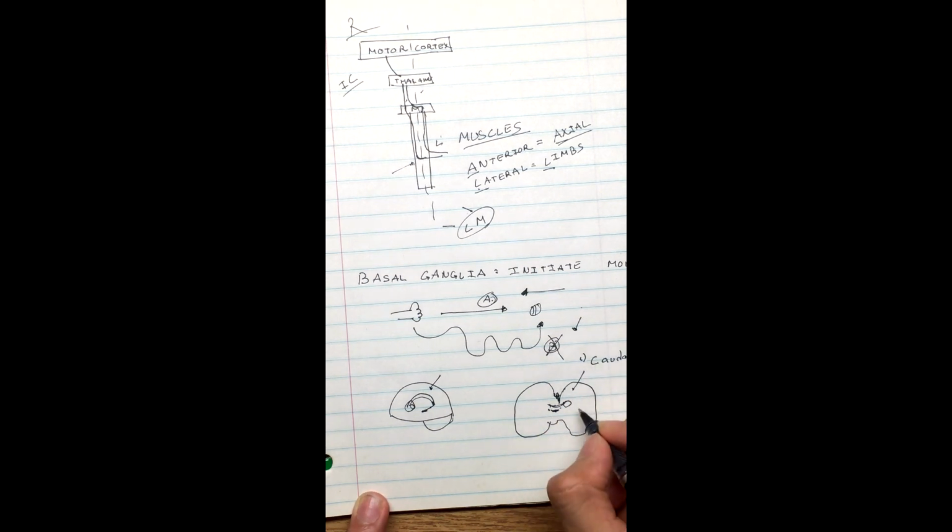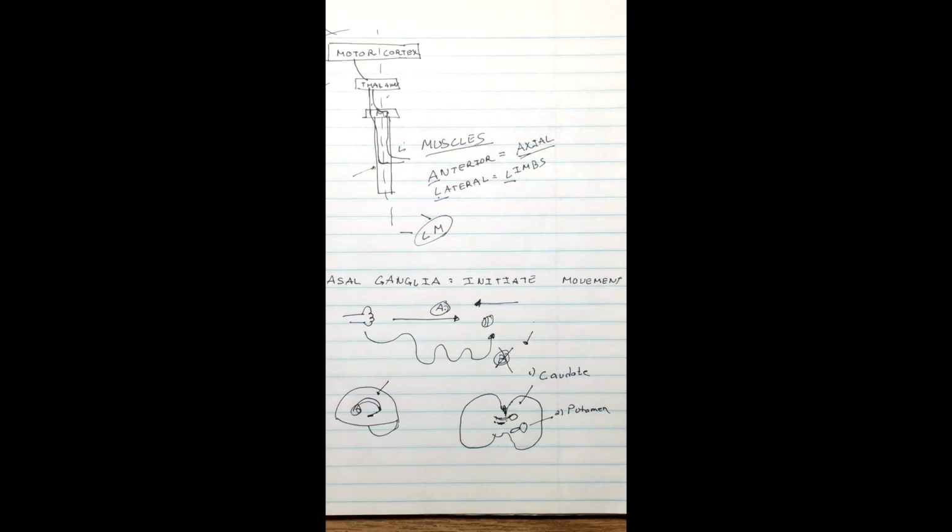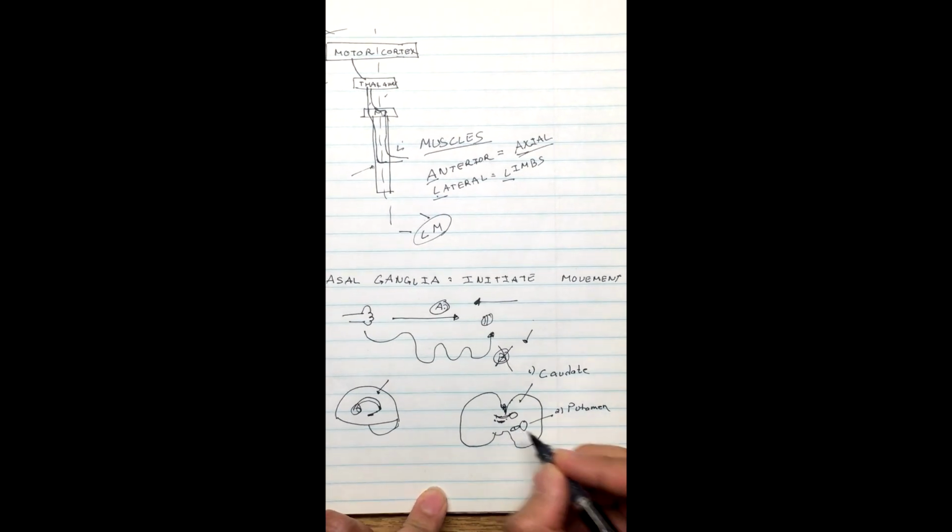The second part is the putamen, P-U-T-A-M-E-N. Next is the globus pallidus. The globus pallidus is actually split into two structures. There is the internal, which I'll say is I, and there's the external globus pallidus. So GPI stands for globus pallidus internal, and GPE stands for external.